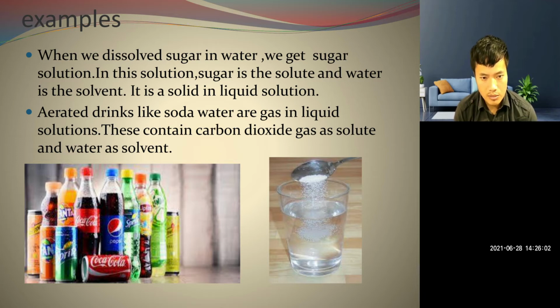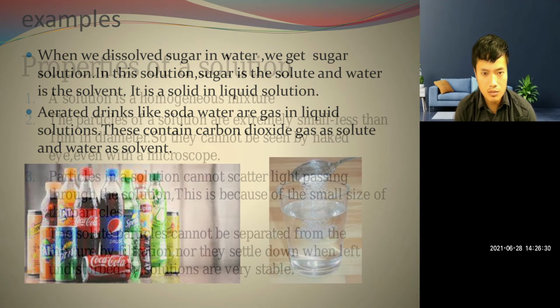Next, another example we have is aerated drinks. Aerated drinks like soda water, for example, Coca-Cola, Pepsi, and so on. These are made up of a gas and a liquid. The carbon dioxide gas acts as a solute and the water as a solvent. This carbon dioxide gas mixes with the liquid and they form aerated drinks like soda water. And another example we have here is sugar dissolving in water, the same as before.